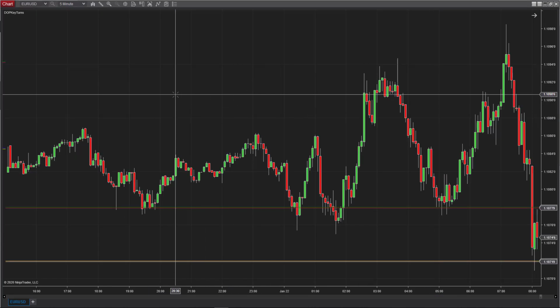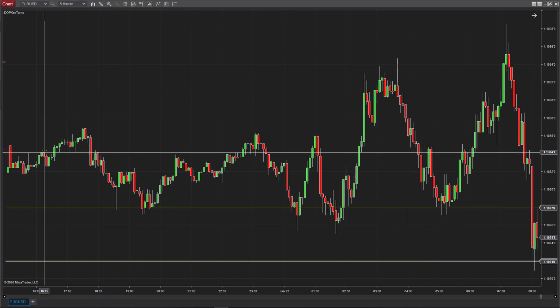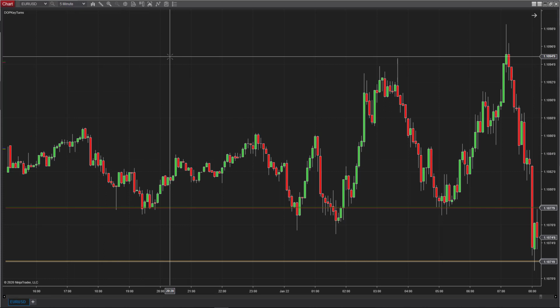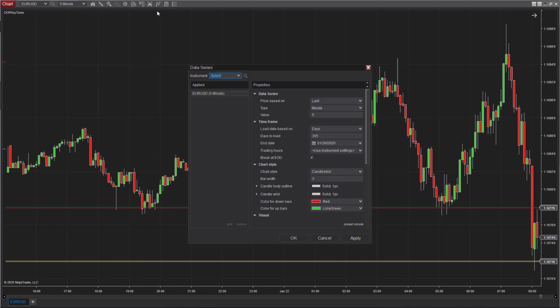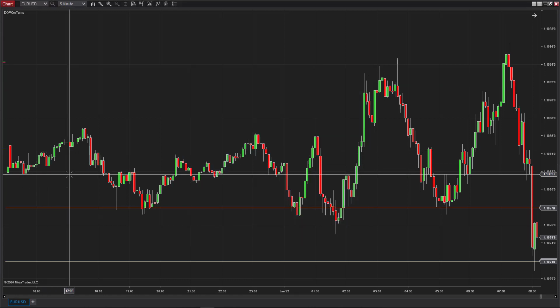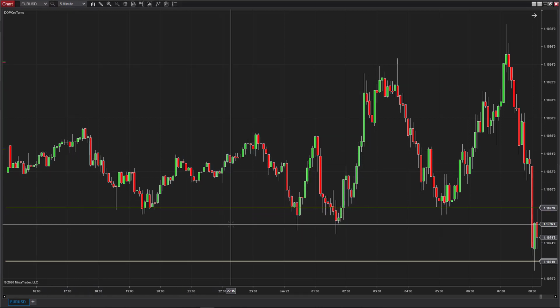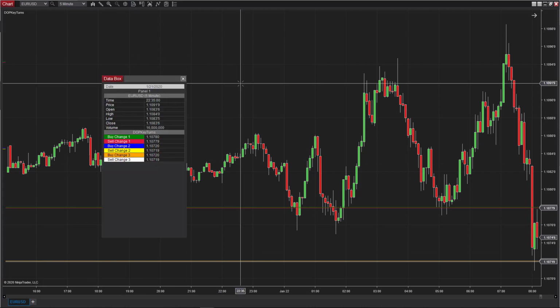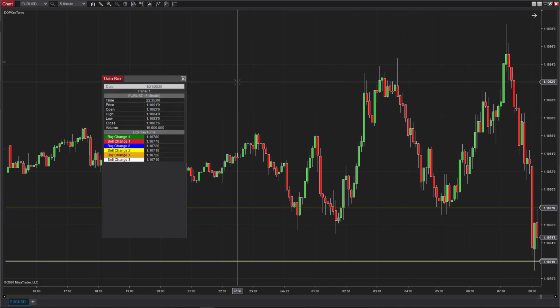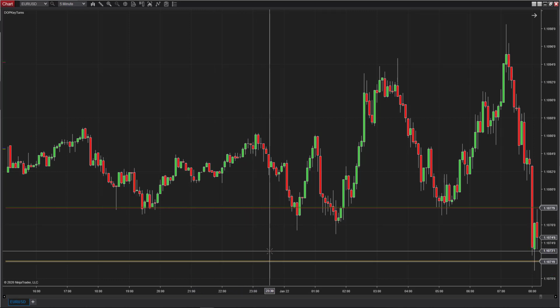Okay, so this is the Euro USD. I just left it at a 5-minute chart. It doesn't really matter what chart you have. You just need to make sure you have 365 days loaded. So if you go to your data series, load data based on days, and then days to load 365. That's the only thing you need to make sure that you have set here. But we can see here, here's our original, and it looks like on this day, the second and third key turns levels were the same prices. So we really have two areas to look at.